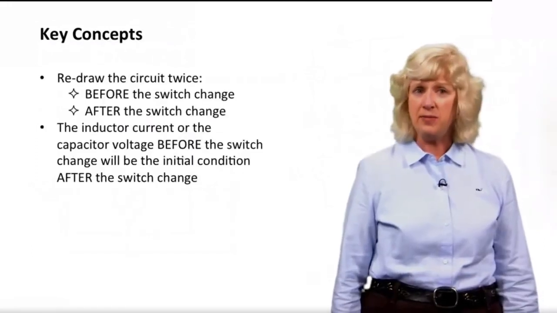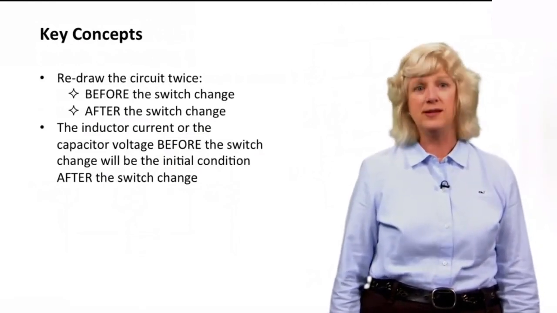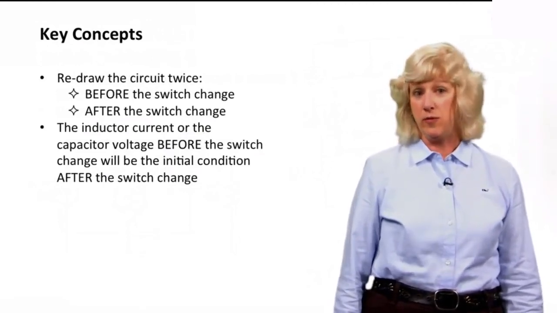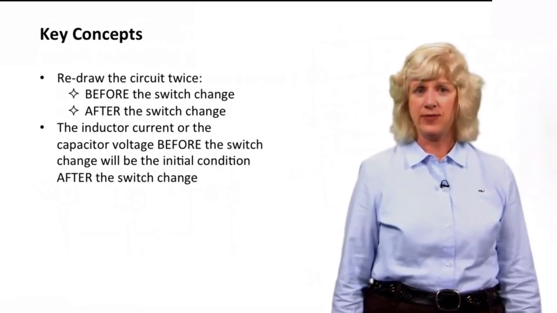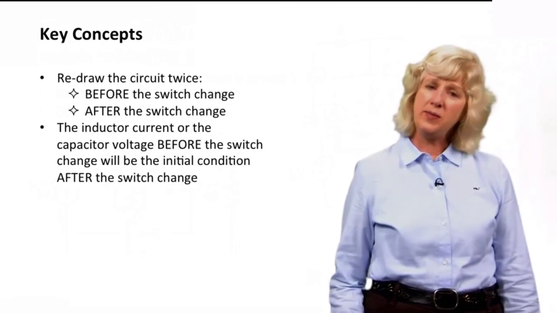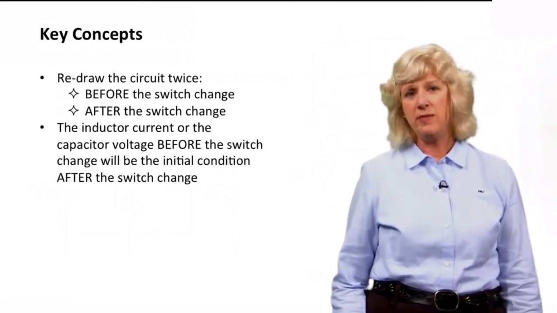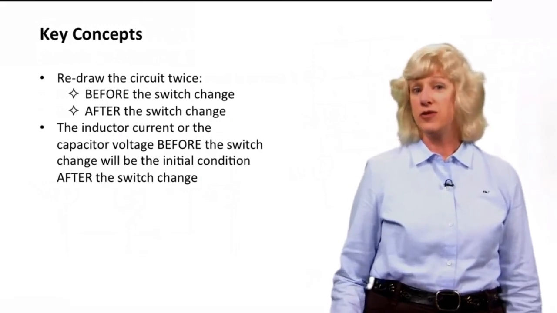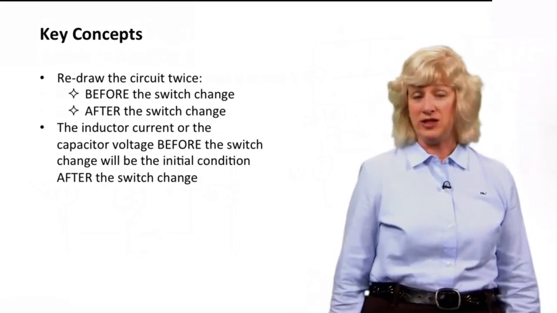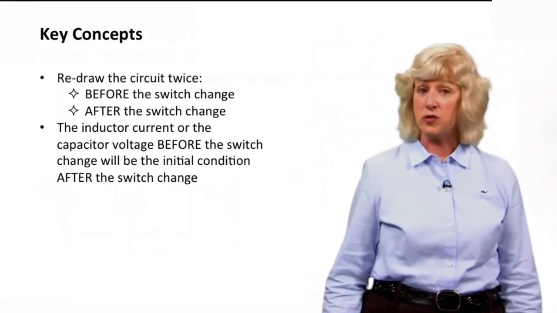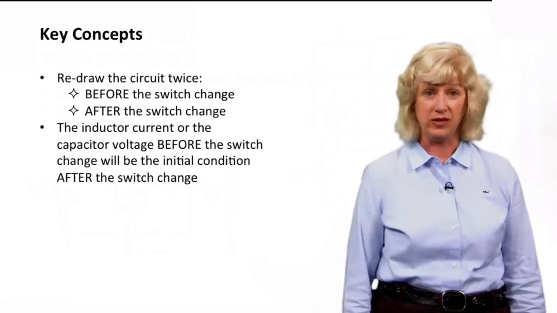To sum up, good practice is to redraw the circuit twice, once before the switch changes and once after the switch changes. The inductor current and capacitor voltage that you calculate before the switch change will become the initial condition for the circuit after the switch change. You will use those initial conditions when we do first order circuits, and you need the initial condition to get the solution to those circuits.